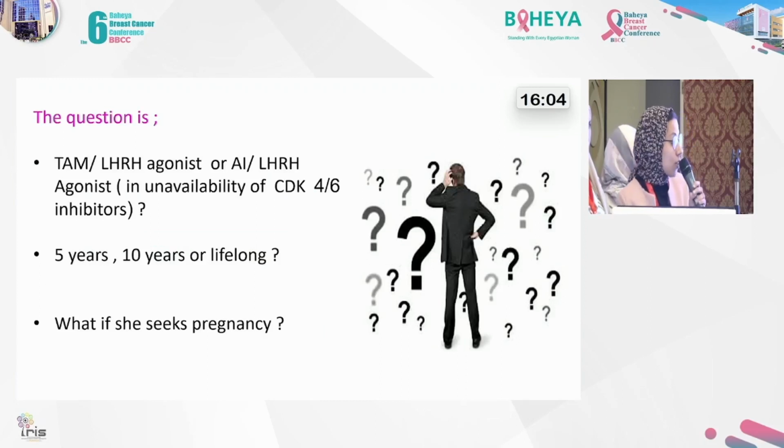So the question to the MD, to the panel and the attending professor is: should we give tamoxifen plus LHRH agonist, or AI plus LHRH agonist, in the availability of CDK4/6 inhibitors? The second question is, for how long? 5 years, 10 years, or lifelong? The third question is, what if the patient seeks pregnancy?